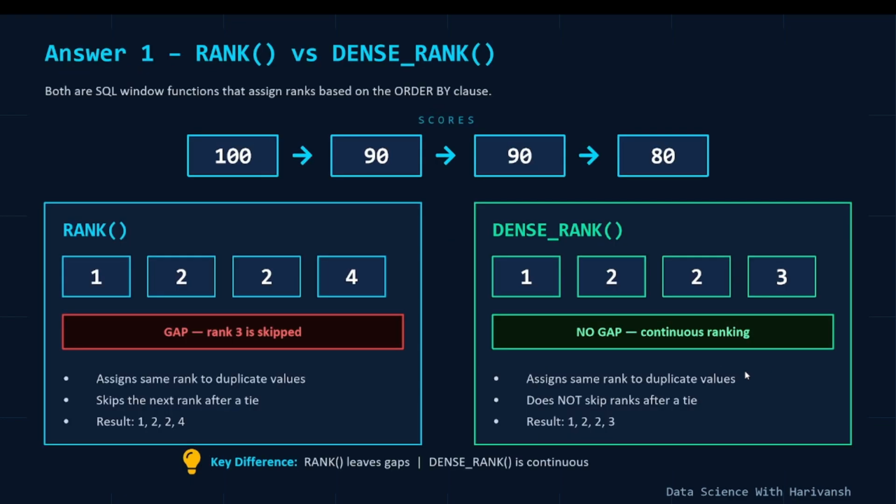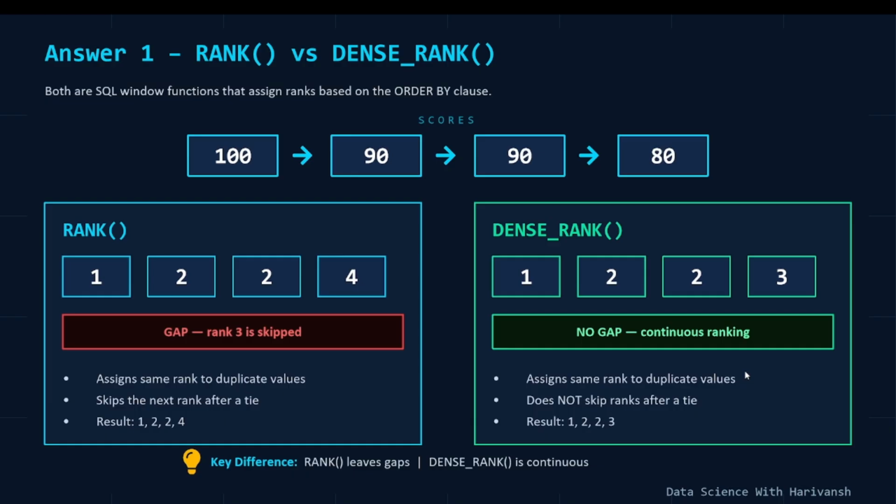Interviewers love asking this because it tests whether you truly understand how SQL handles tied or duplicate values in a ranking scenario, and trust me, this comes up in real world data analysis all the time. So let's break down both functions clearly, understand the key difference between them, and make sure you can explain it confidently. Both rank and dense rank are SQL window functions.